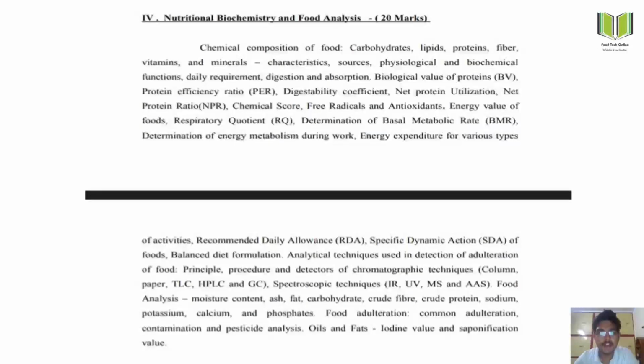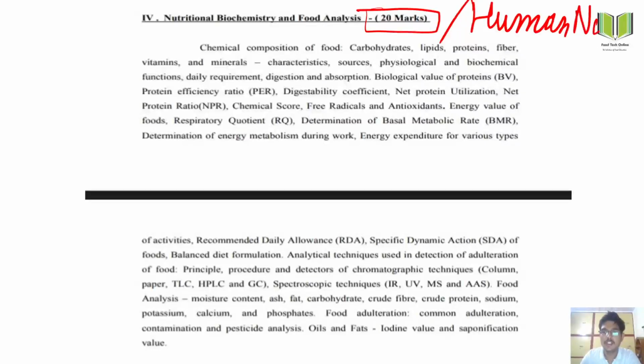Then we have nutritional and biochemical and food analysis. This also makes 20 marks of your entire examination. Nutritional biochemistry and food analysis, you can also call it the human nutrition portion, because in this portion we are going to discuss the different types of nutrients, including both macronutrients, namely carbohydrates, lipids, proteins, and micronutrients, namely fiber, vitamins, minerals, their characteristics, their sources, their different functions in our body, their digestion and absorption processes. So the first portion is about the different nutrients and their different functions.